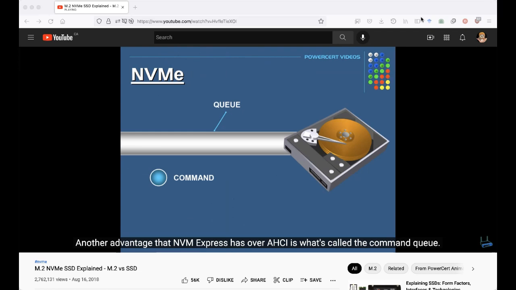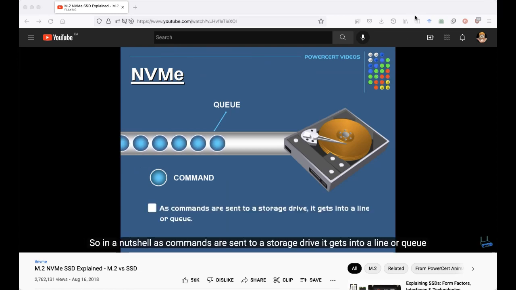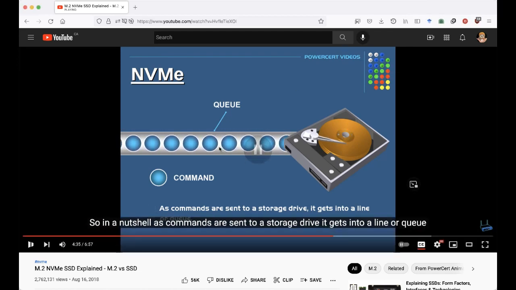Another advantage that NVM Express has over AHCI is what's called the command queue. The command queue is a queue for enabling the delay of a command to be executed. So in a nutshell, as commands are sent to a storage drive, it gets into a line or queue.